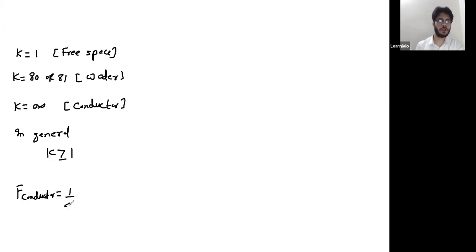This will be 1 over 4 pi infinity epsilon naught, Q1 Q2 by R squared. 1 by infinite is 0. The dielectric constant comes in the denominator, so in the denominator the value of K is infinite, and 1 by infinite would be 0. So the force between two charges in a conductor is 0. If you place two charges in a conductor, then they won't attract or repel each other.